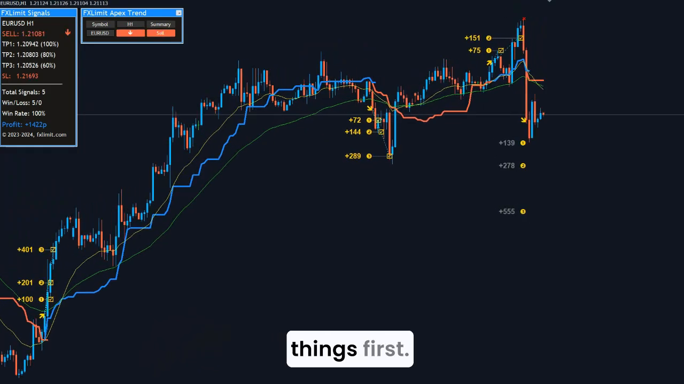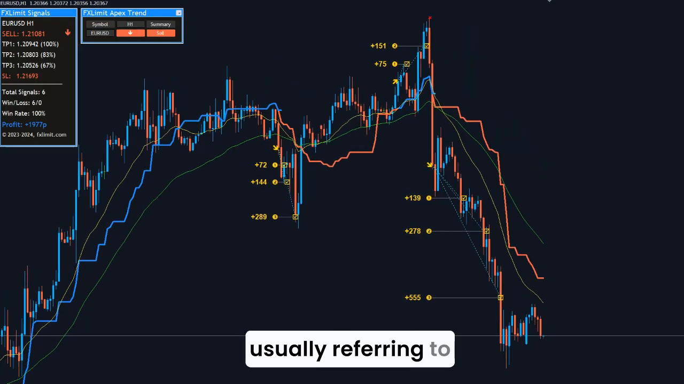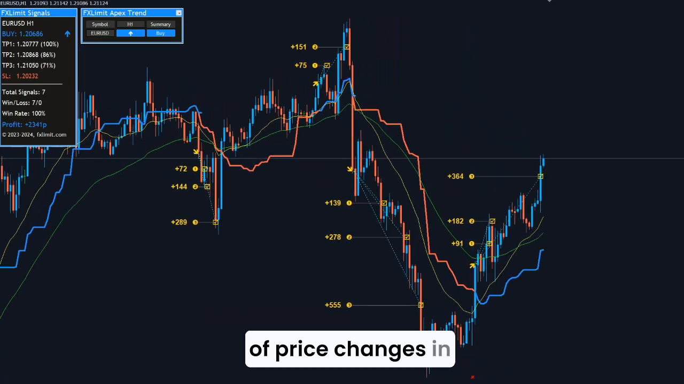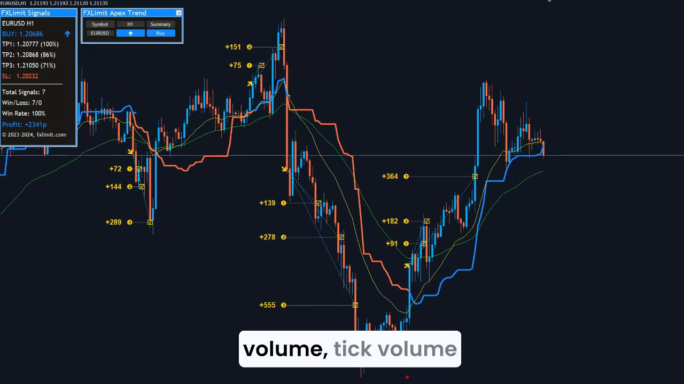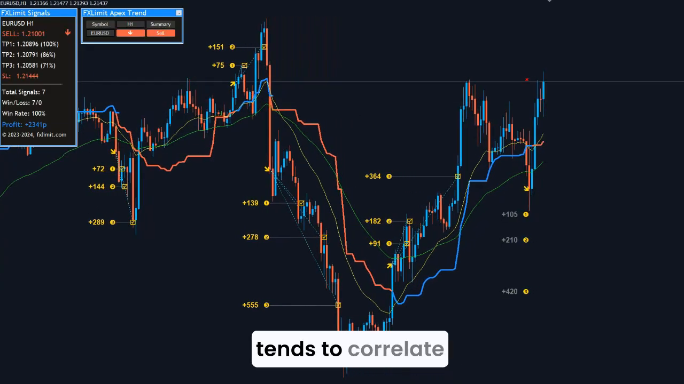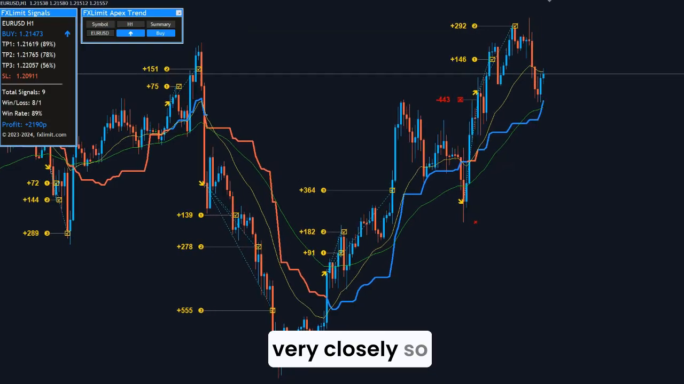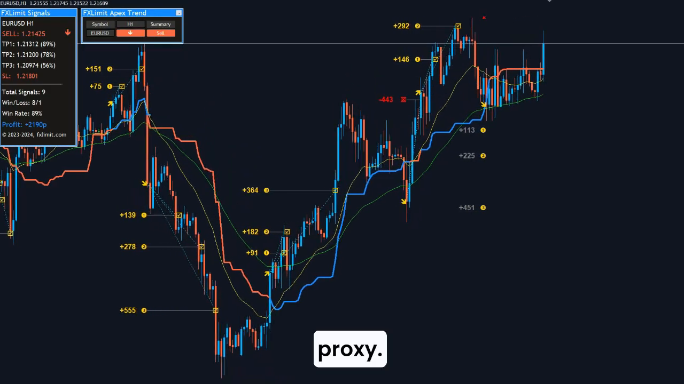Today, we're diving into the best methods to use volume analysis to your advantage. All right, first things first. When we talk about volume in Forex, we're usually referring to tick volume. That's the number of price changes in a given time period. While it's not the same as true volume, tick volume tends to correlate very closely. So closely that professional traders still use it as a reliable proxy.